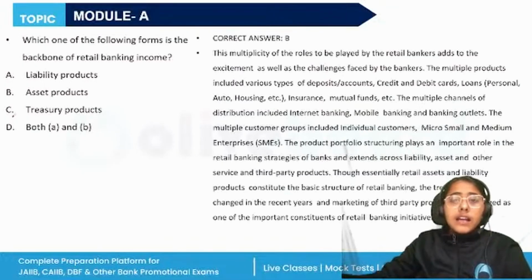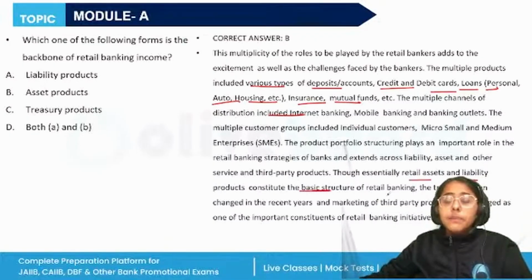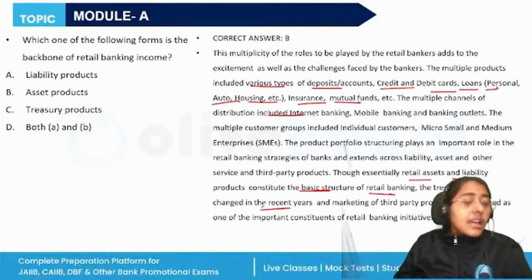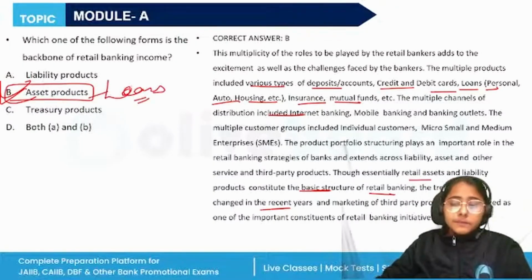It will be the asset products. So there are multiple products including various types of deposits or accounts, credit and debit card, loans are also there, personal, auto, housing, insurance, mutual funds, multiple channels are also there, right? Though essentially retail asset and liability products continue the basic structure, the trend has also changed because of the emergence of third party products. But the backbone of the retail banking income comes from the asset products, the different types of loans which are offered.